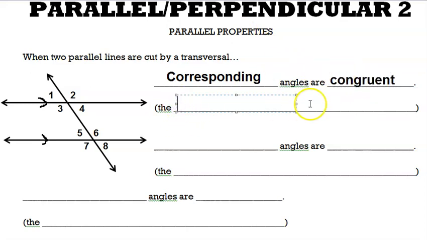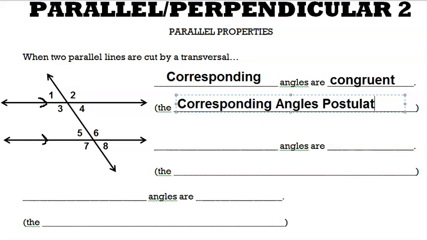Now there's a name for this. There is a reason why this is true. In the newest book that we have, it is called the Corresponding Angles Postulate. That rule that says corresponding angles are congruent is called a postulate.